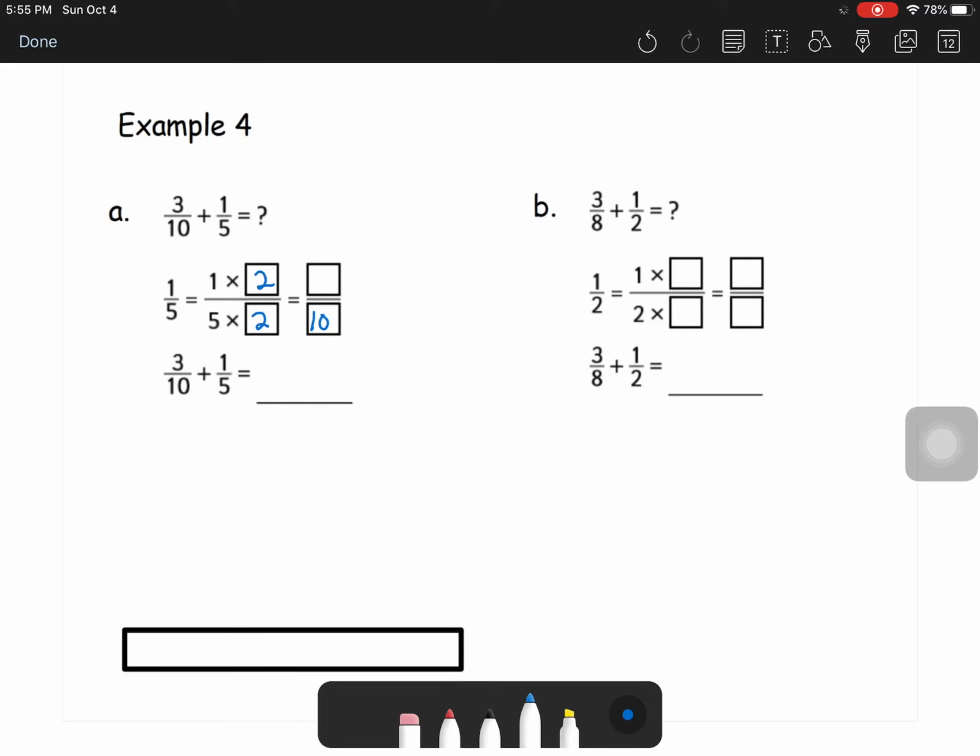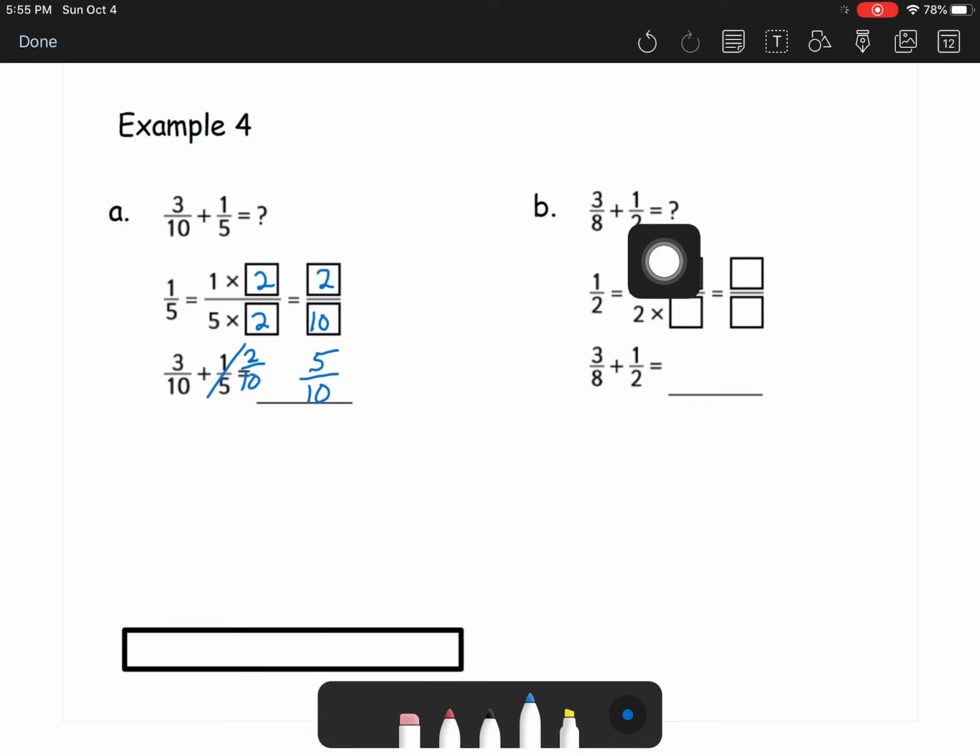Got to do the same on the top and on the bottom. So 1 times 2 is 2. So instead of 1/5 here, I would cross that out, and I would say I want to write that as an equivalent fraction of 2/10. So now I can add 3/10 plus 2/10 would be 5/10. Okay, so that's how we're going to do that.